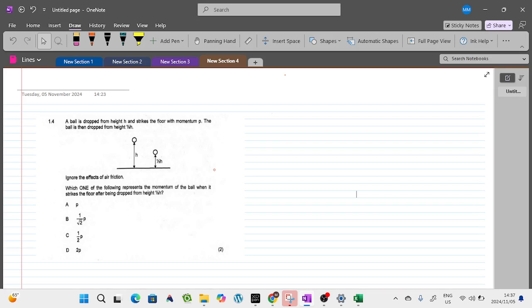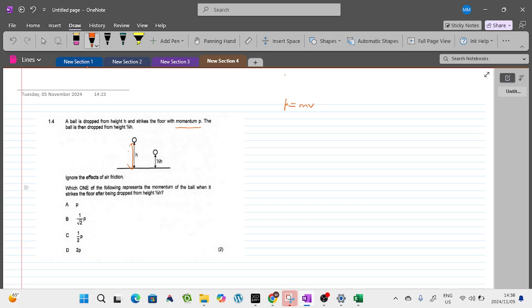Okay, so they say a ball is dropped from a height h. This is the height from which your ball is dropped. Then when they drop this ball, it strikes the floor with the momentum p. So momentum p is equal to mass times velocity. This is how you calculate the momentum of an object. It's mass times velocity.